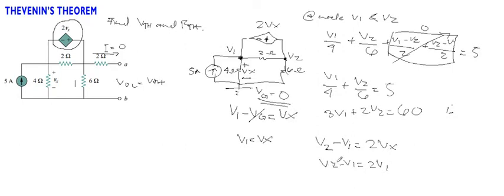Now, we try to arrange our equation. I can move these two terms over there, or I can just transfer this one to the other side. So, we have negative V1 minus 2V1 plus V2 is equal to 0. So, collecting terms, we have negative 3V1 plus V2 is equal to 0.